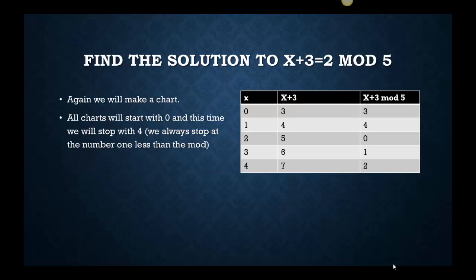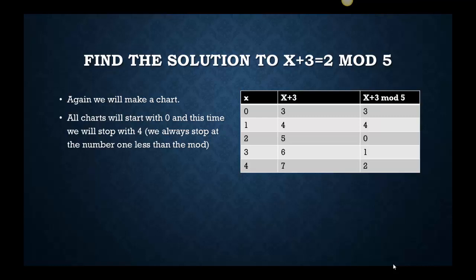Okay. So the best way to do this is just keep practicing. The more times we do it, the more it's going to click in for you. So we're going to do this again. This time I have x plus 3 is equal to 2 mod 5, and I do go back and forth from equal to equivalent. Same thing really for us.